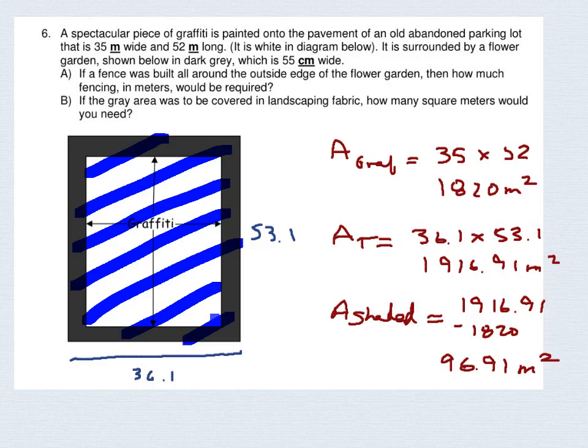And that way, it won't matter if the inside shape is something you can cut up into pieces or not. Just find the shaded area by doing the outside minus the inside. And that'll always give you the area in between.